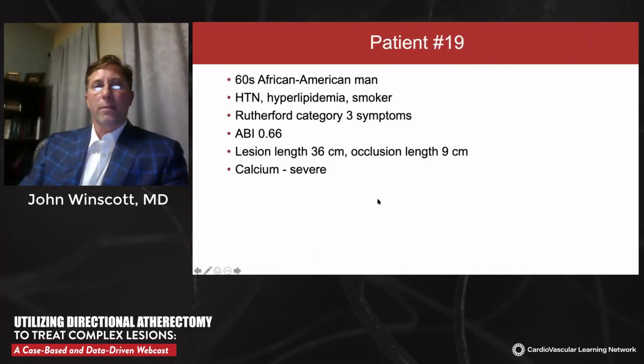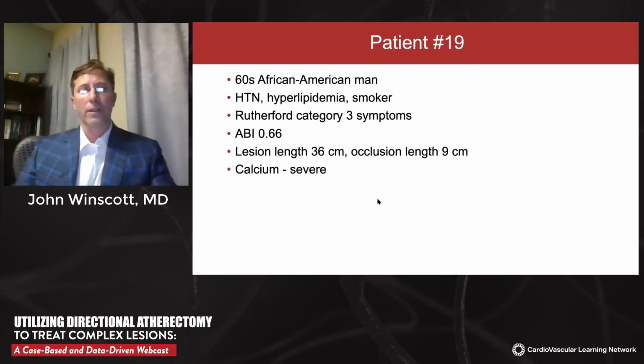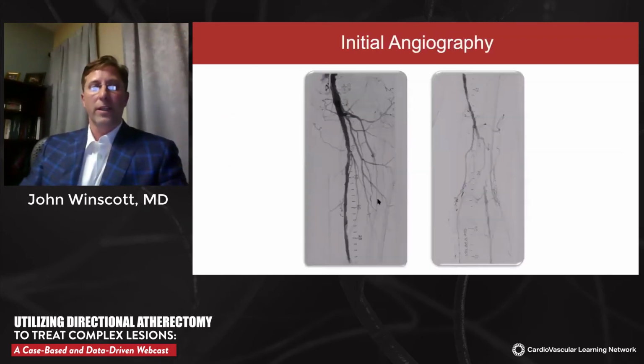In a second patient I'm going to demonstrate for you, this is an older patient, multiple risk factors again, Rutherford 3 symptoms, a longer lesion, 36 centimeters, which is the upper length that we were able to include in this trial, with an occlusion length of only 9 centimeters. But in this particular situation, the calcium was considered severe.